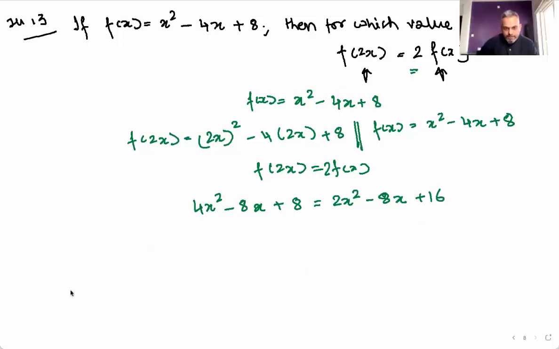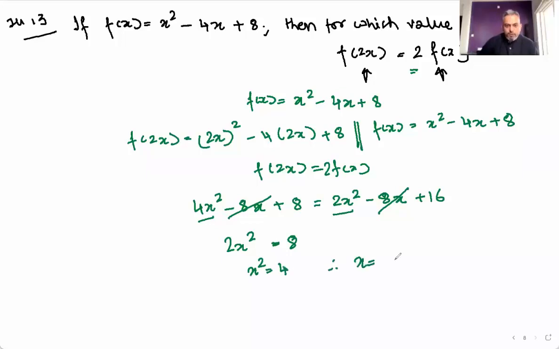Now let's see what we can do. 4x square over here, 2x square over here. ये साइड ले जाएंगे तो हो जाएगा 2x square minus 8x cancel. और यहाँ पे ये जो 8 है उसको ये तरफ ले जाएंगे तो it will be 16 minus 8 which is 8. Therefore x square is equal to 4.